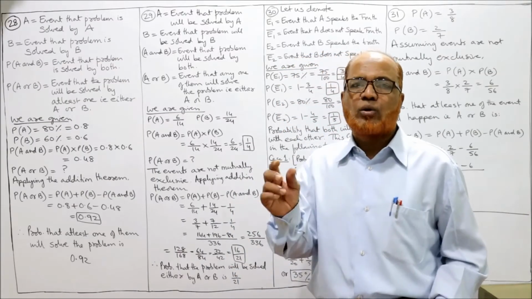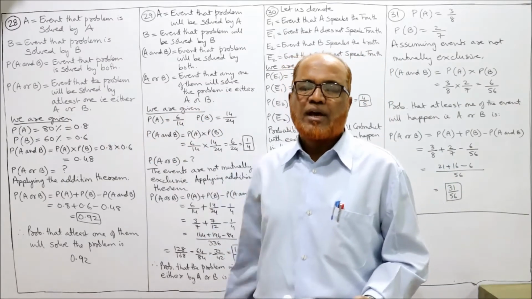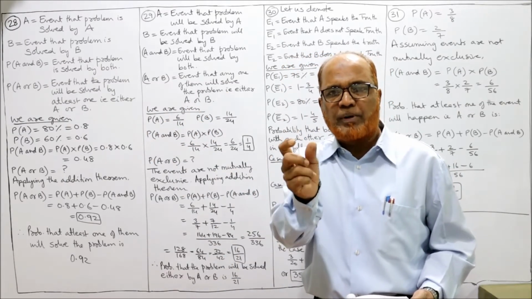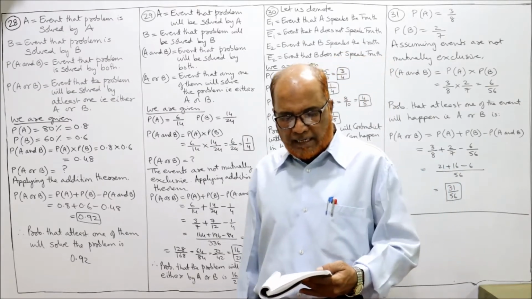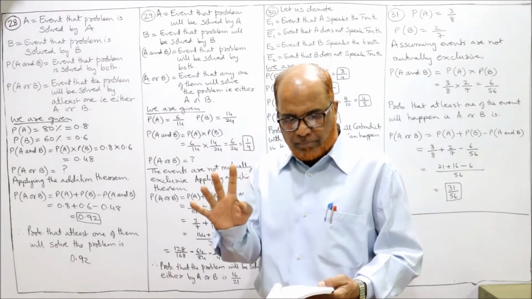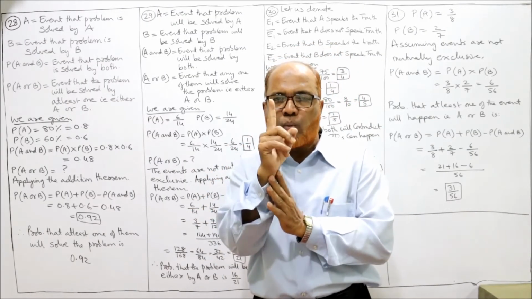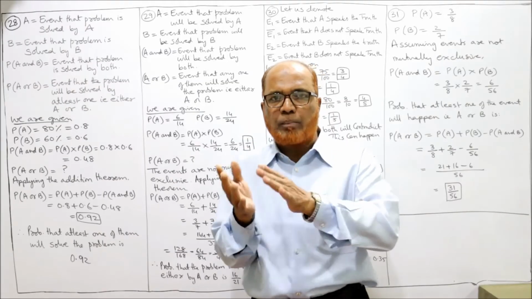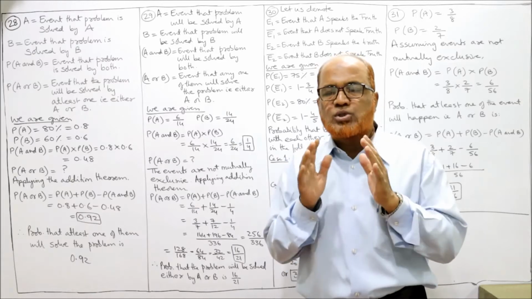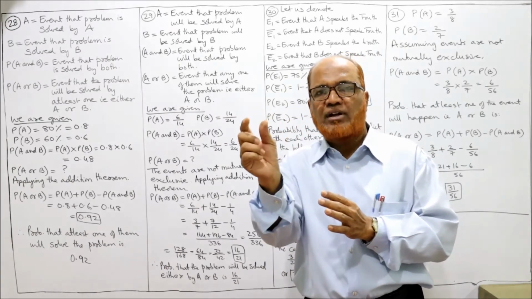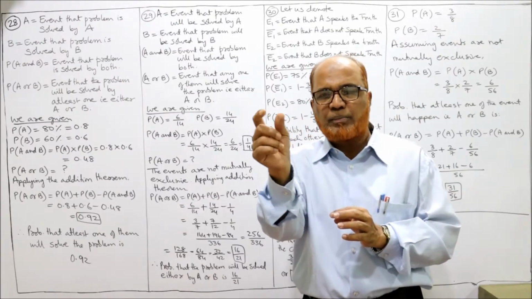So we will first of all denote A as the event that the problem will be solved by Mr. A. And B is the event that the problem will be solved by Mr. B. What is the probability that at least one of them will solve a problem selected at random? What is the probability that at least one of them, either A or B, will solve the problem? Suppose we treat A as the event that the problem is solved by Mr. A and B the event that the problem will be solved by Mr. B.